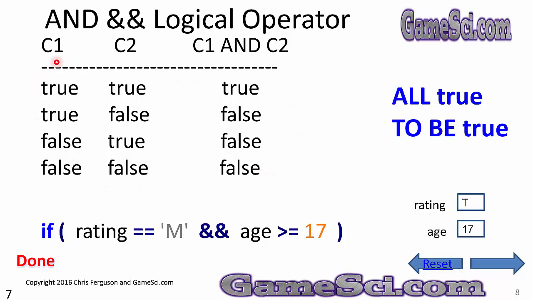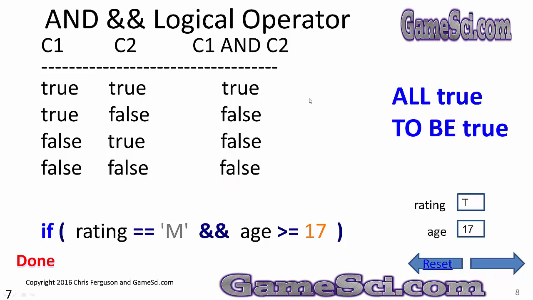The way I always remember the and truth table is all true to be true. The only way an and will ever be true is if all its inputs are true, and that's what this line is showing you. If my first or left operand is true, but my right operand is false, then the and will output a false. If my left operand is false, but my right operand is true, then the and will output a false. And of course, if both inputs are false, then the result of the and will be false.